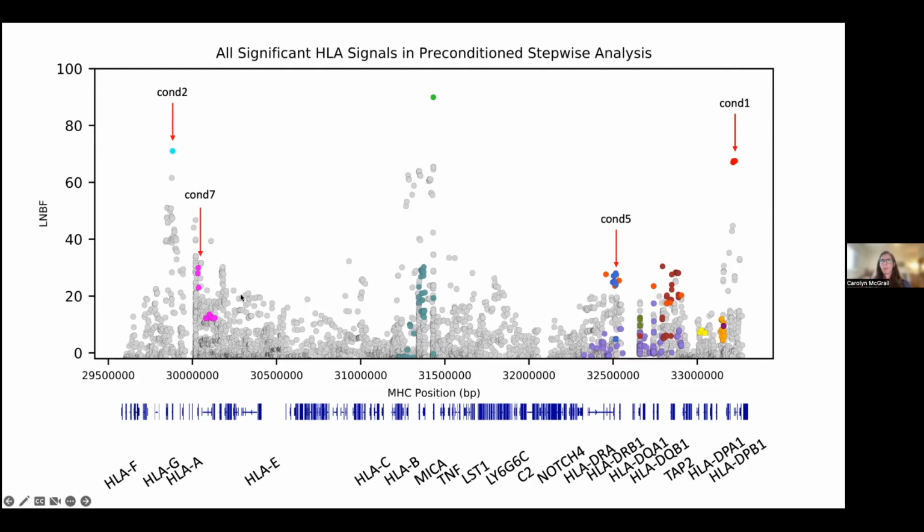And so we have condition 7, which seemed to also be in HLA-A, and our last non-coding credible set, which was in DMA. So these were the— Carolyn, can you comment a little bit on condition 2? Is that lining up over HLA-G?